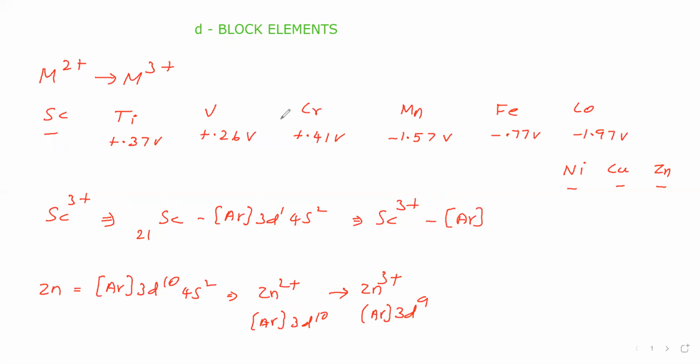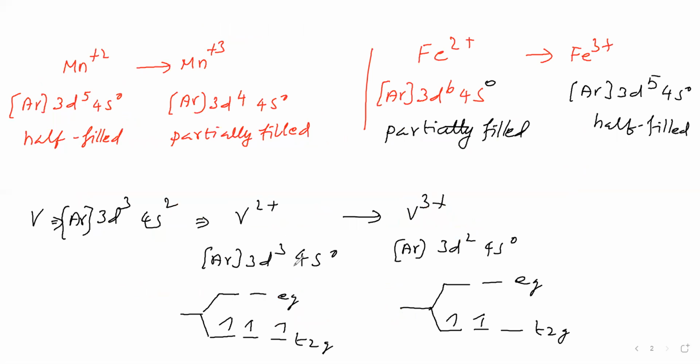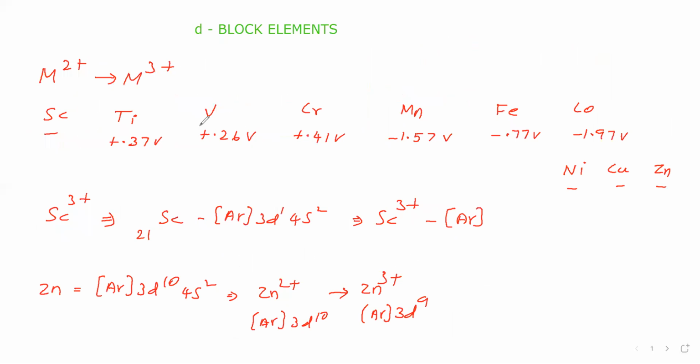Now we will compare with titanium and chromium. In titanium, if you see, here 3d2, here 3d1, partially filled, partially filled. Chromium, if you see, 3d5 4s1. So here 3d4 partially filled, 3d3 half-filled. Therefore, for vanadium, potential is less when compared to chromium and titanium. Okay. Here partially filled into partially filled. Here partially filled into half-filled.